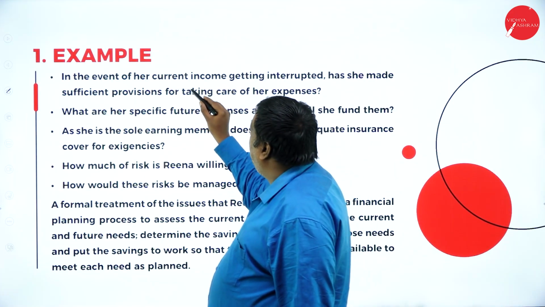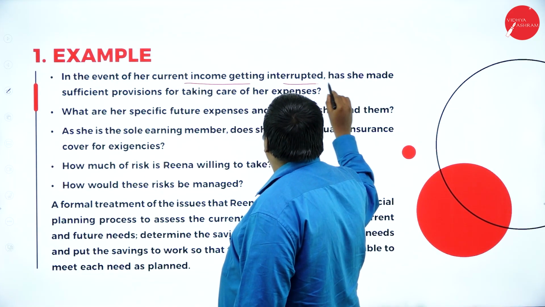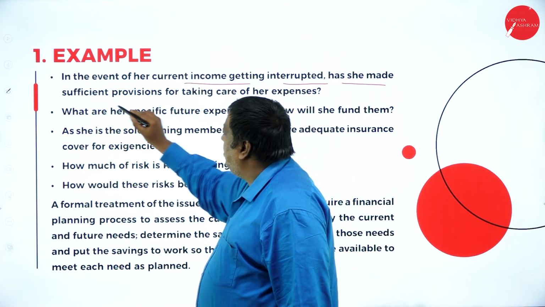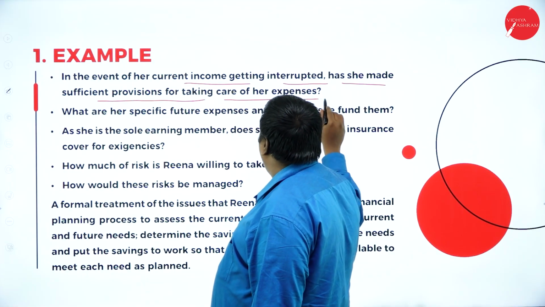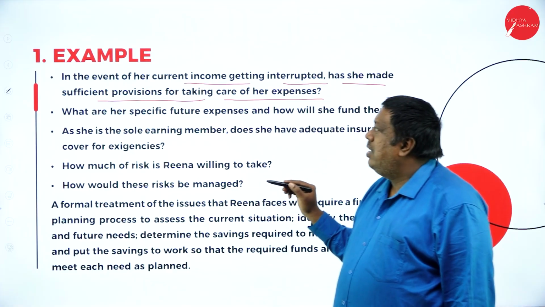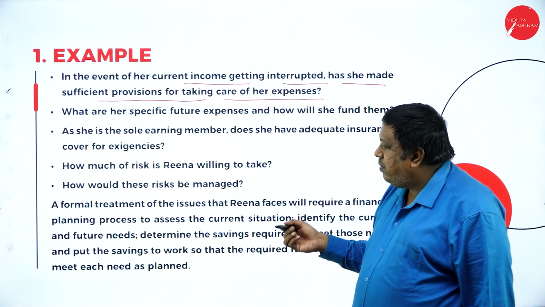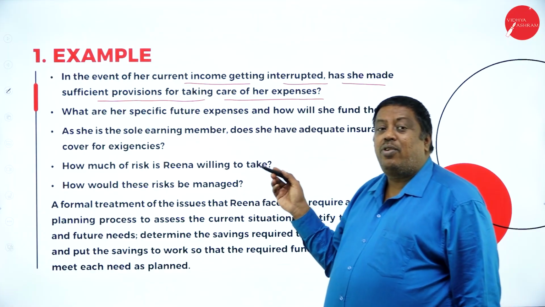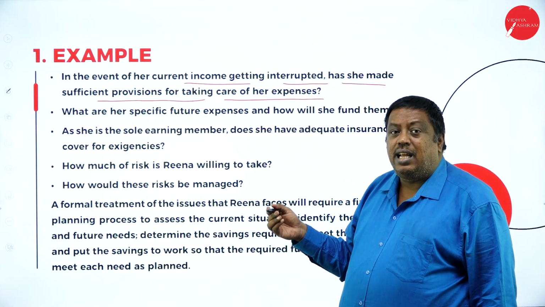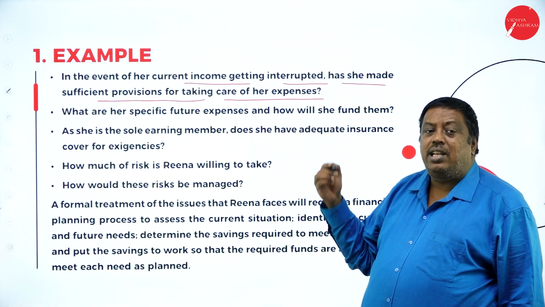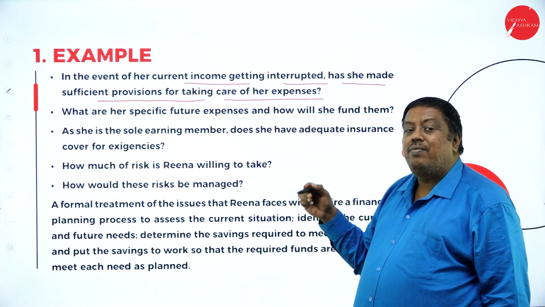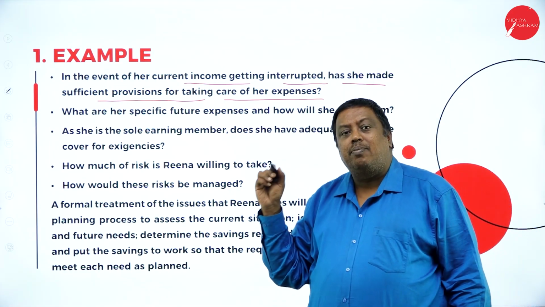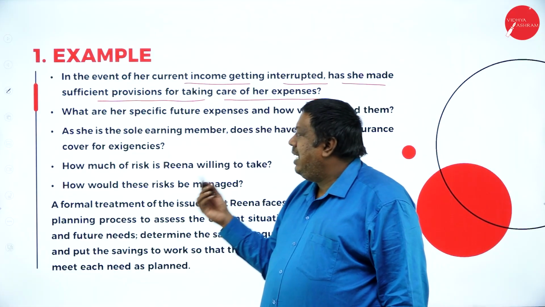In the event of her current income getting interrupted, has she made sufficient provision for taking care of her expenses? So now we have to suggest to her, without disturbing your current income, that you'll get additional income every month if you invest a certain amount in mutual funds or in any other sector.